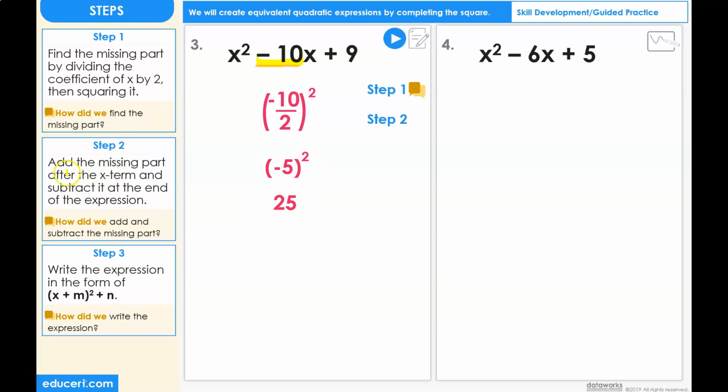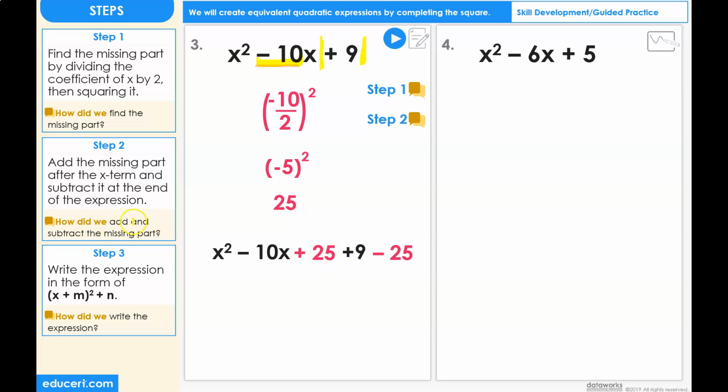Step 2. Add the missing part after the x term and subtract it at the end of the expression. X squared minus 10x plus 25 plus 9 minus 25. Because 25 minus 25 equals 0, this is still an equivalent expression to our original expression.